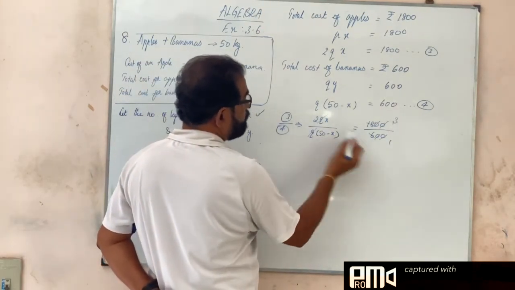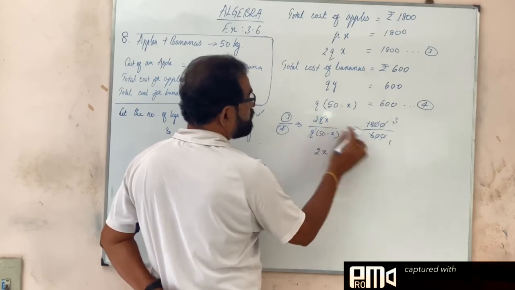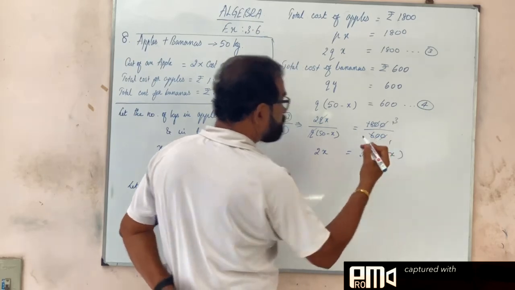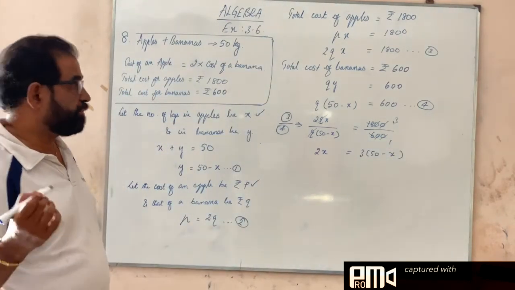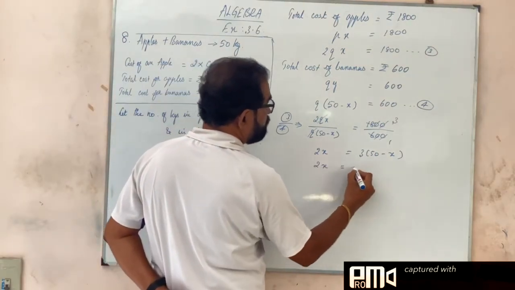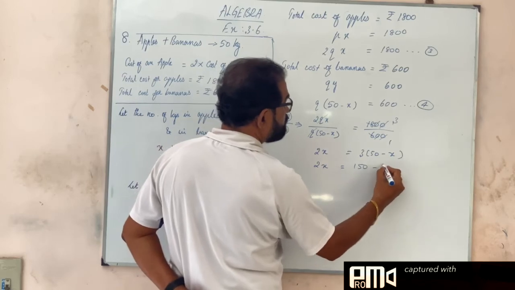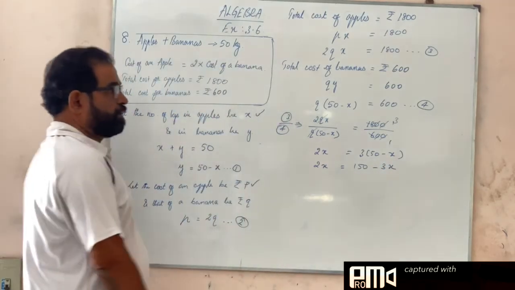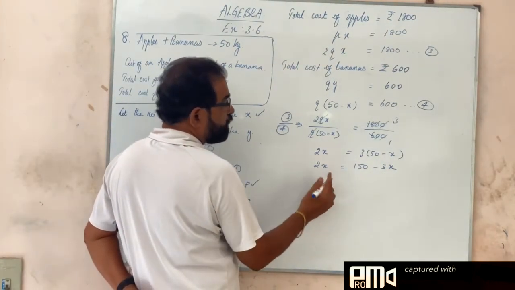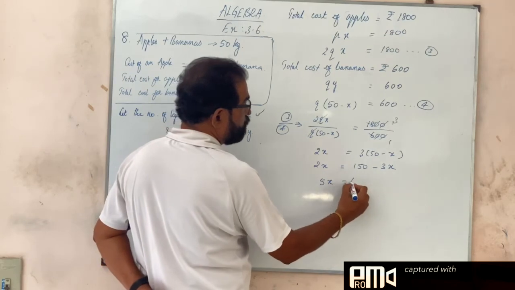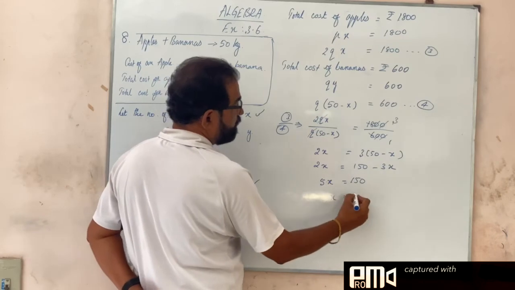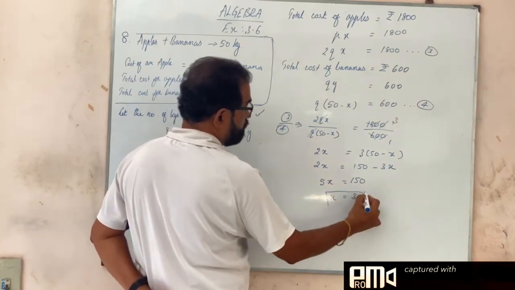So 2x into 1, cross multiply, is equal to 3 into 50 minus x. So simply you will get this equation in one variable: 2x is equal to 3 into 50 minus x. So 2x is equal to 150 minus 3x. I take this minus 3x here, it becomes plus 3x. Already 2x is here, so 5x is equal to 150. So x is equal to 150 divided by 5, which is 30. x is equal to 30.